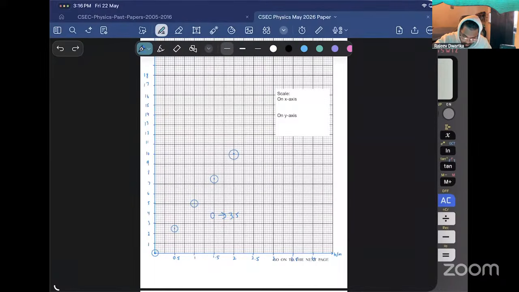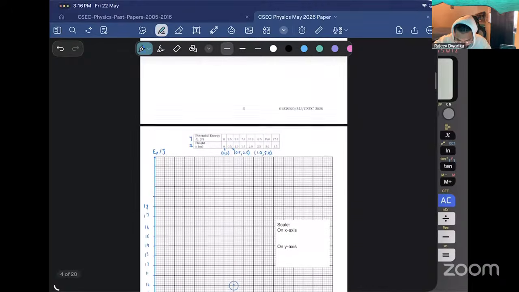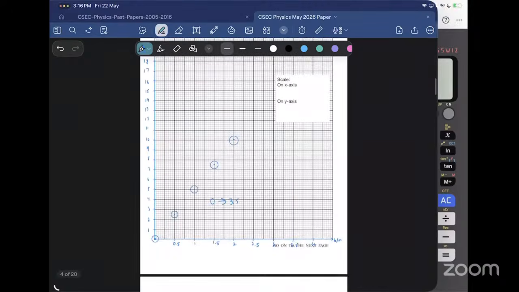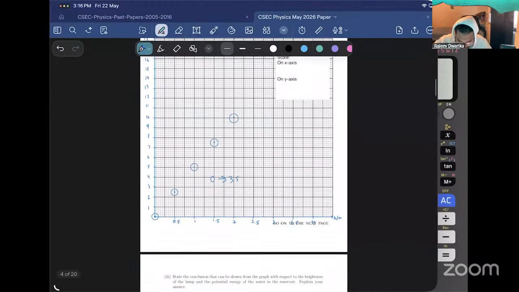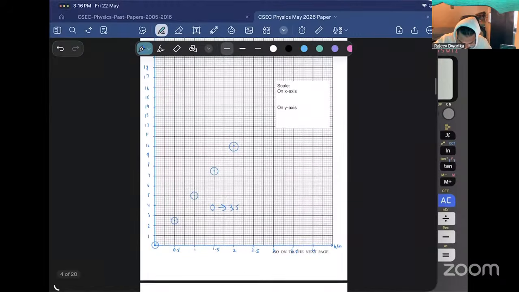I find this paper comes similar to January 2026, to a degree. Easier? Then 2.5, 12.5. I find it was kind of similar.